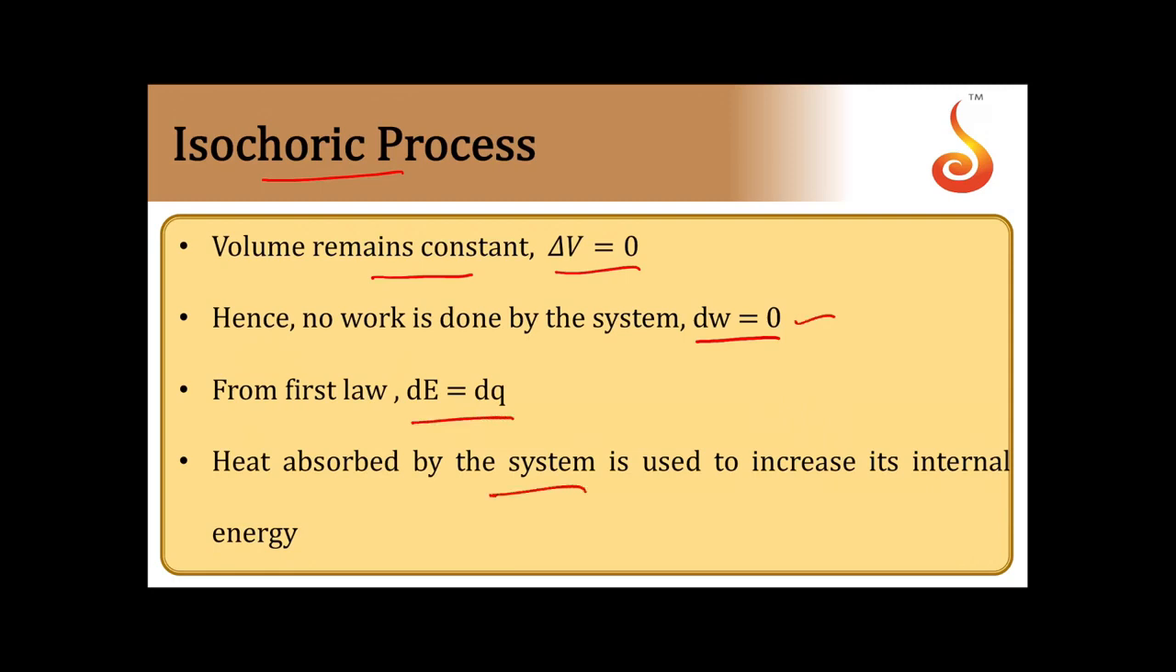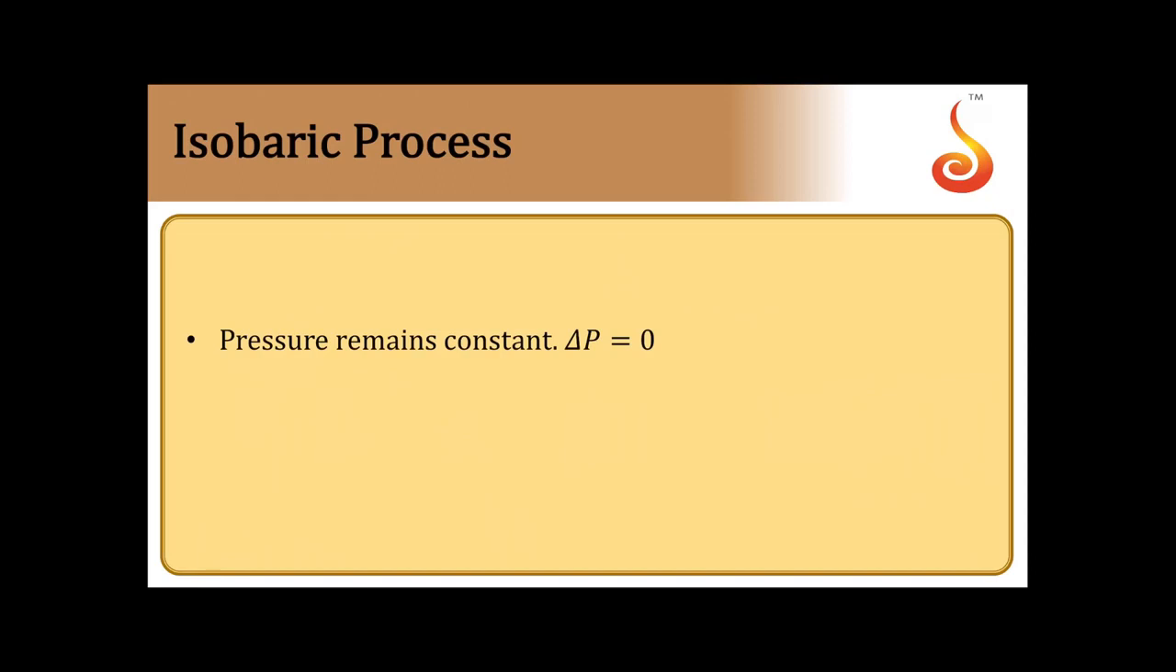So heat absorbed by the system is used to increase the internal energy of the system. That is, dE is equal to dQ, because work done is 0 in an isochoric process. Then comes the isobaric process. Here there is no change of pressure, which implies delta P is equal to 0 in the case of an isobaric process.